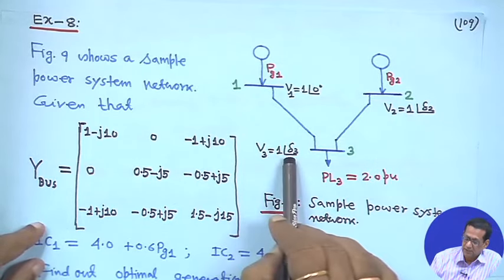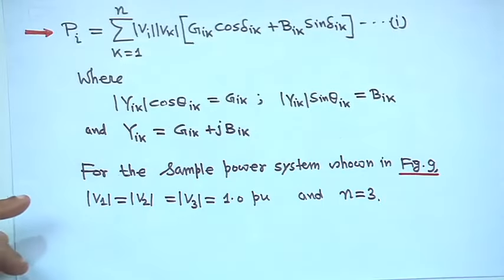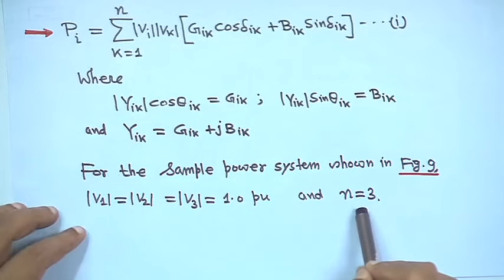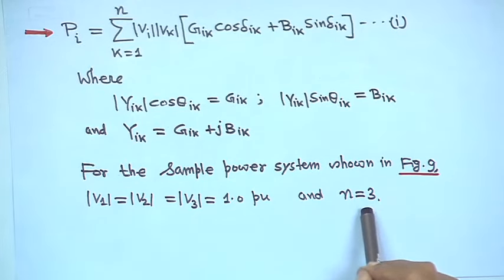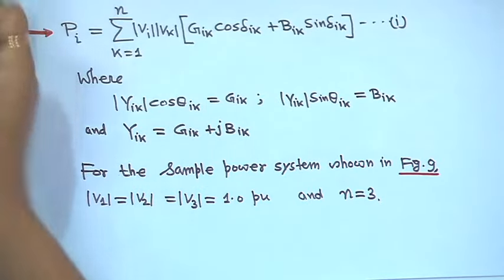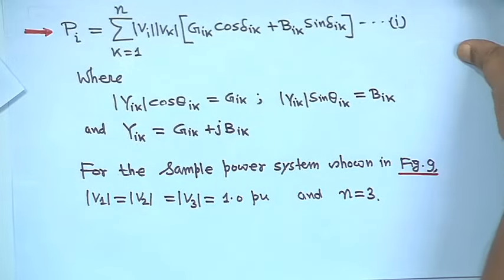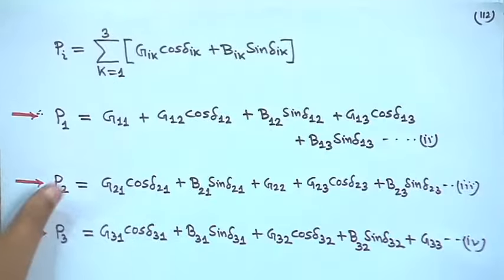Bus 3 also has angle delta 3. So, voltage magnitude is also 1. So, for all the buses we have assumed voltage magnitude is 1, and it is a 3 bus problem. So, n is equal to 3, right. Therefore, put k is equal to 3, because n is equal to 3.